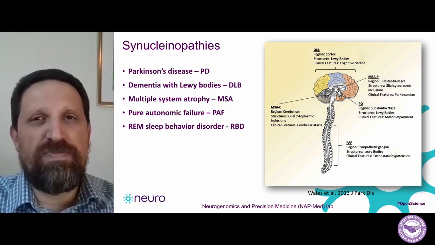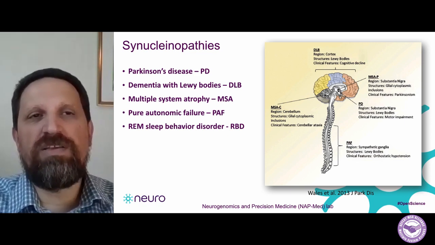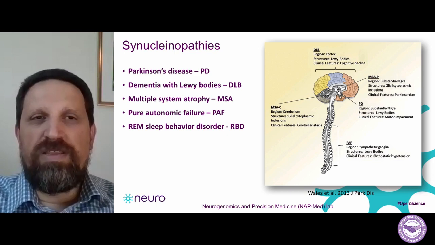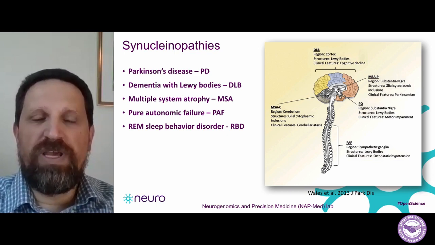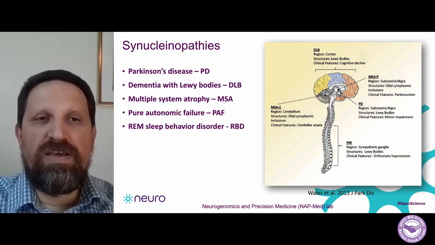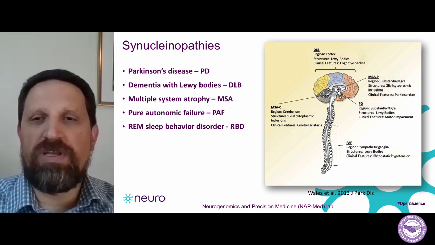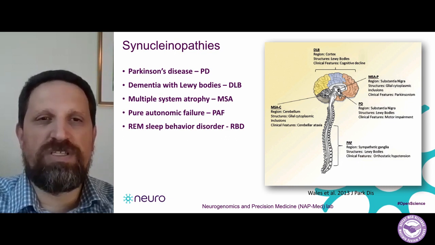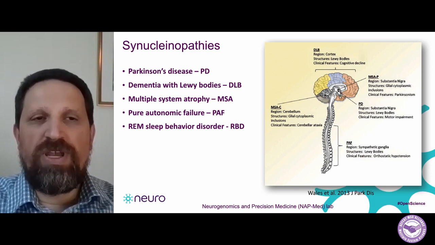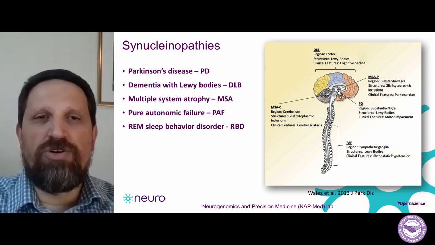Now, the main diseases that belong to this group, you can see them here on the left of the slide. Parkinson's disease, which I will call PD, dementia with Lewy bodies, which I will call DLB, multiple system atrophy, the main topic for our talk, I will call it MSA. Pure autonomic failure, I will not mention it almost at all, but I wanted to put it here because it's another form, although very rare, of synucleinopathy. And REM-sleep behavior disorder, or RBD, which I will mention later on.